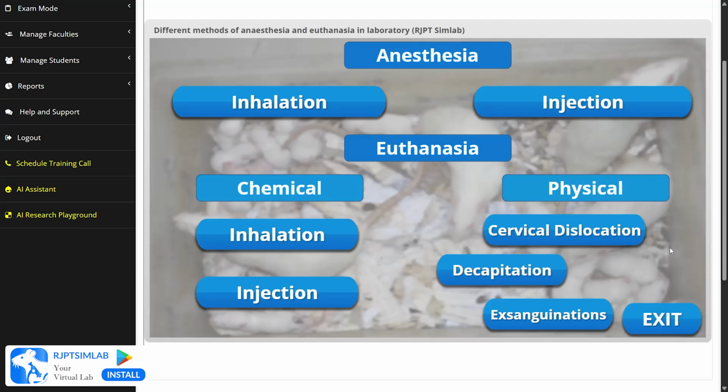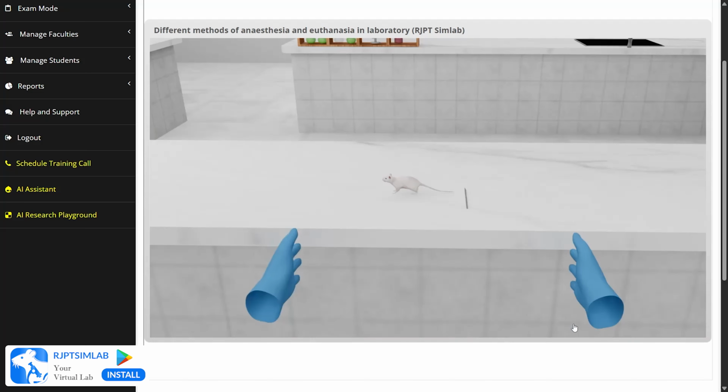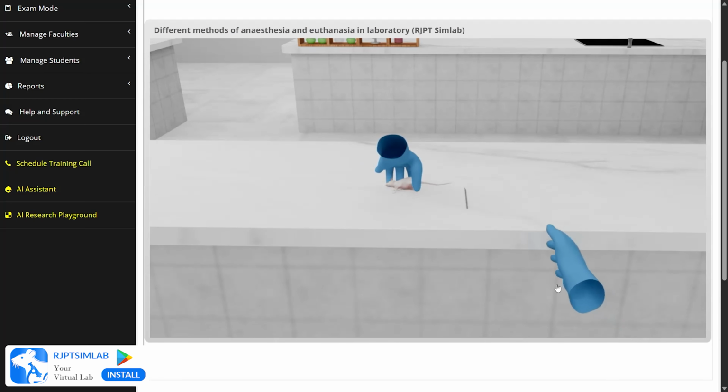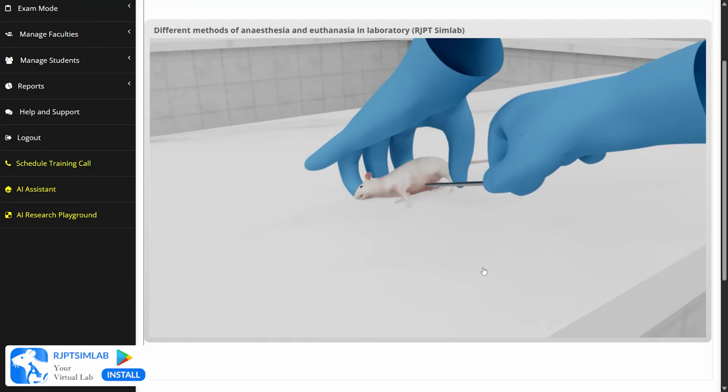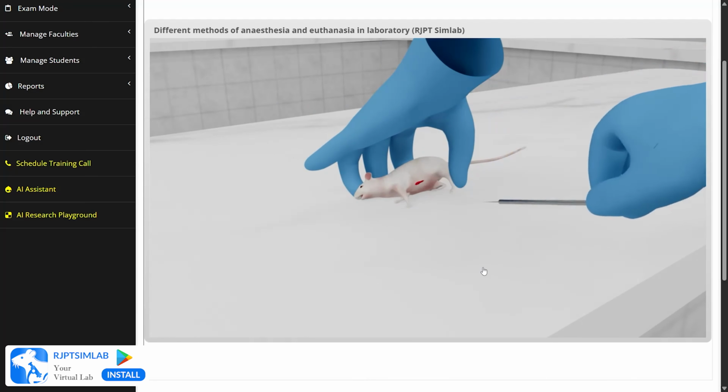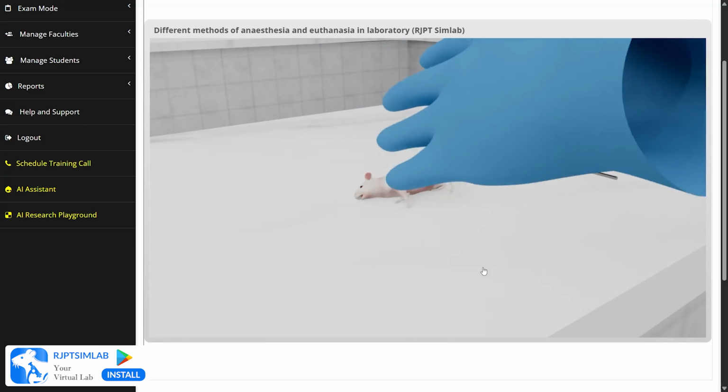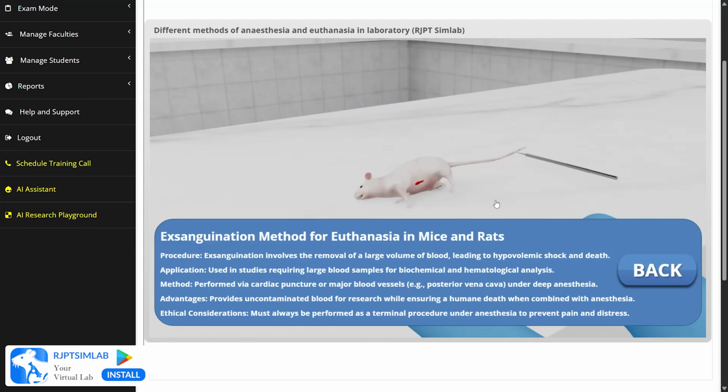Now let's see the last step of the euthanasia process, which is exsanguination. In this step, we hold the animal gently and tilt it so that the abdominal region is visible. And with the help of forceps, we make a deep cut in the vital organs of the animal so that a large volume of blood is drained and the animal is killed instantly.